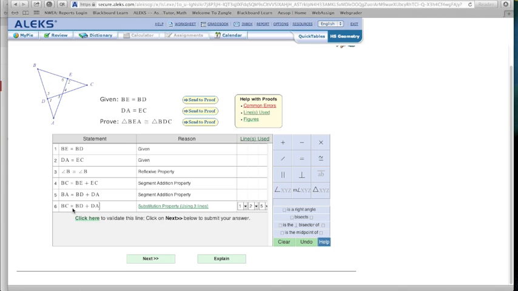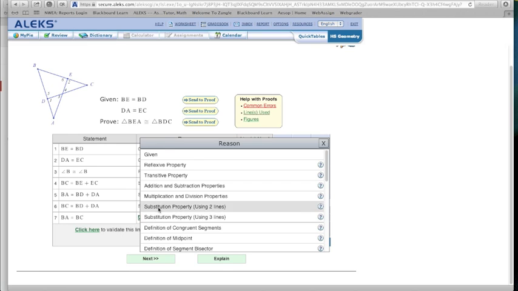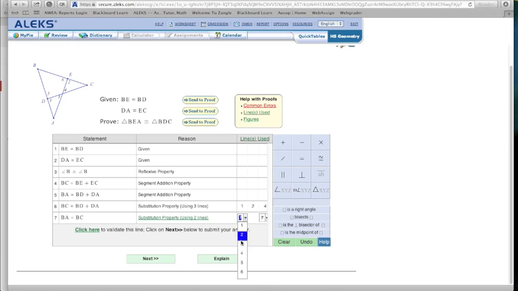So let's check this a little more carefully. BC is equal to BD plus DA. And so, 1, 3, and 4. Whoops, forgot that was that line. There we go. Okay, and now that we have BA and BC equal to the same thing, we can go ahead and say BA is equal to BC. And that again is substitution, but in this case we're only using these two lines to make this statement. So we're going to pick the substitution property using two lines, and we used lines 5 and 6.